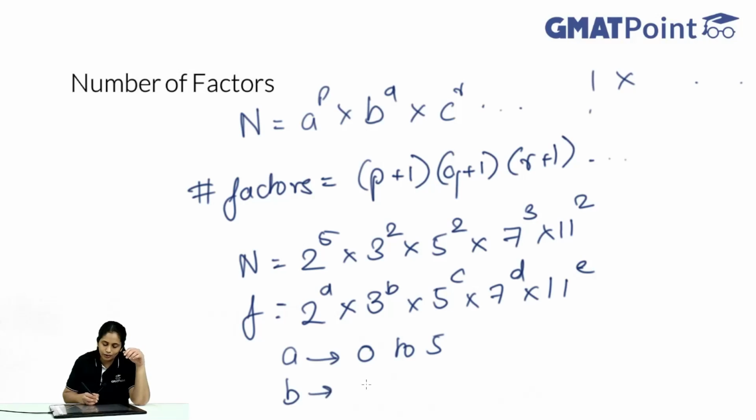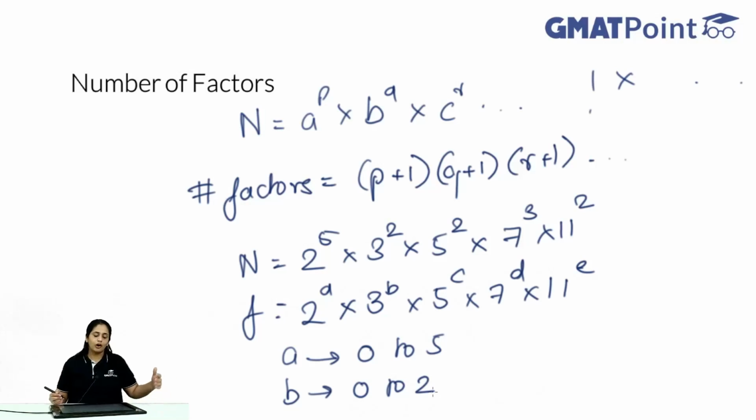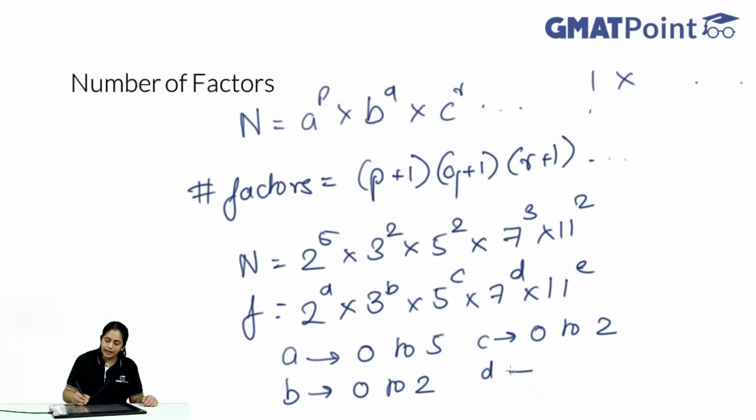Similarly, b can take values from 0 to 2. That means as a changes, for example 1, 2, 3, 4, I get different factors f of n. So a can take any value from 0 to 5, and as a changes, I get a different factor. Similarly, b can take any value from 0 to 2. If it is 3, then it will not perfectly divide n. Any value greater than 2 will not perfectly divide n. Similarly, c can take any value from 0 to 2. d can take any value from 0 to 3. e can take any value from 0 to 2.